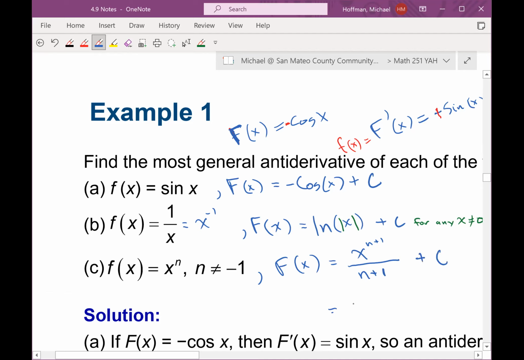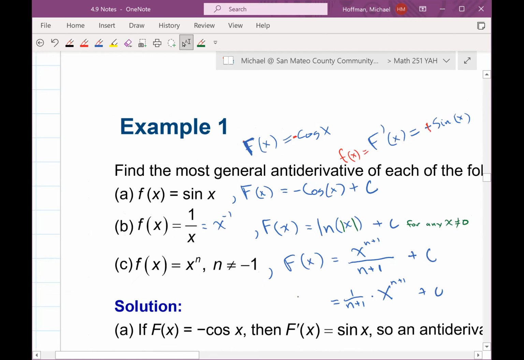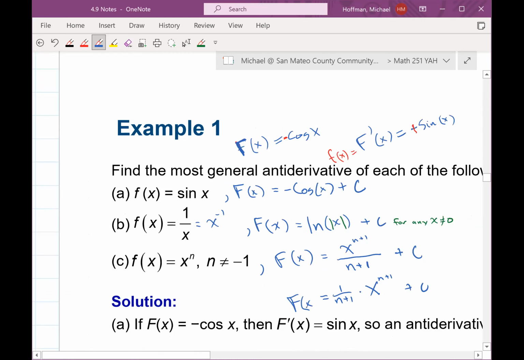You can also write it like this, where, because this is a constant, 1 over n plus 1 times x to the n plus 1, plus c, okay? And this is called the inverse power rule because it's the inverse process of taking the derivative of a power function. Now we're finding the antiderivative of a power function.